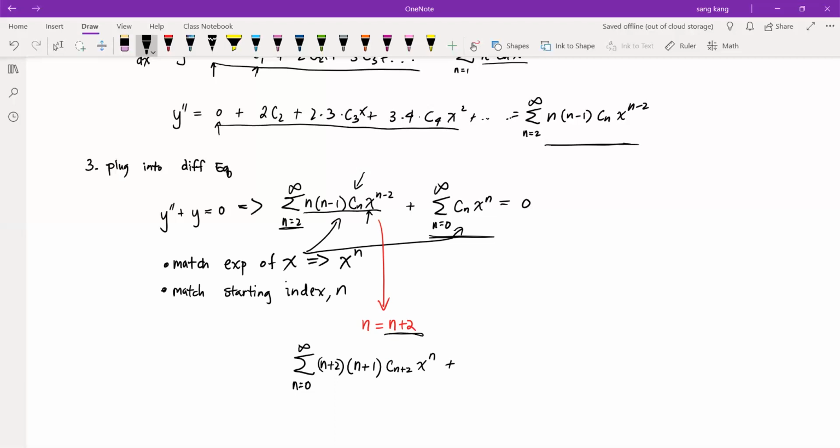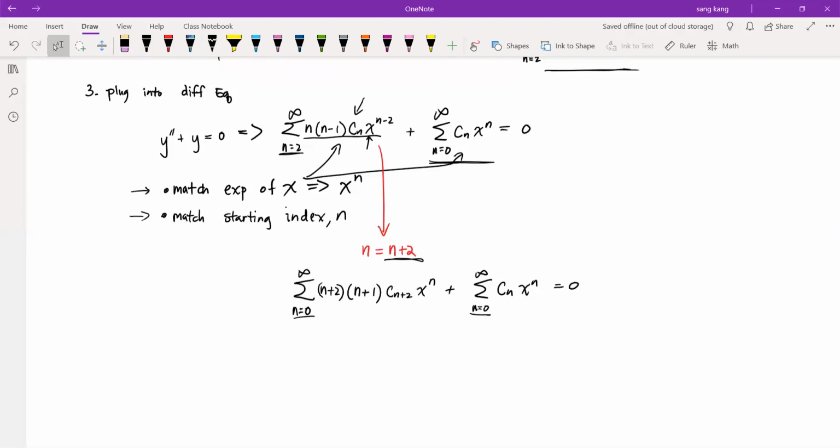And then the second term, we don't have to do anything. It'll just be cn x to the n, n equals 0 to infinity. And again, as I mentioned before, by taking care of this first condition, the second condition took care of itself, right? Both of our indices are starting at 0. So great. We'll look at an example where it doesn't, and how we can manipulate that.